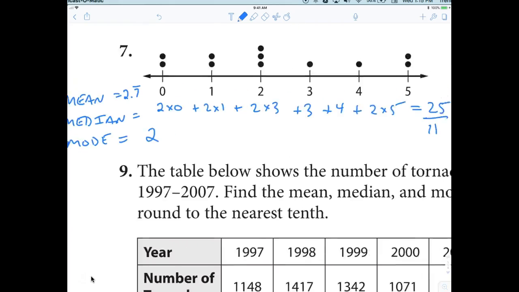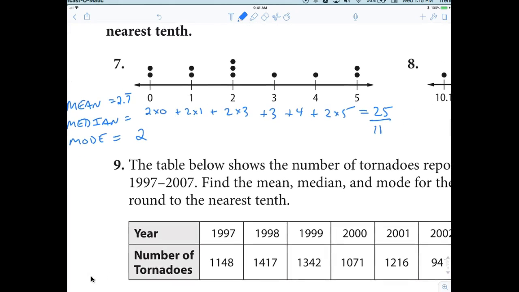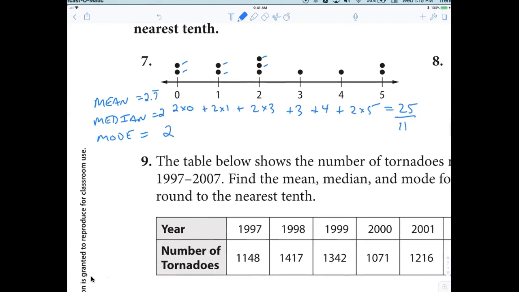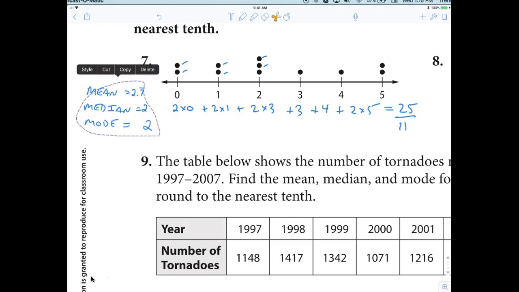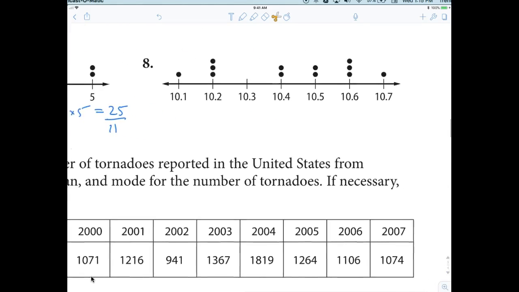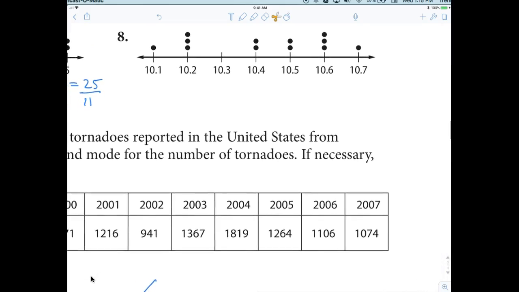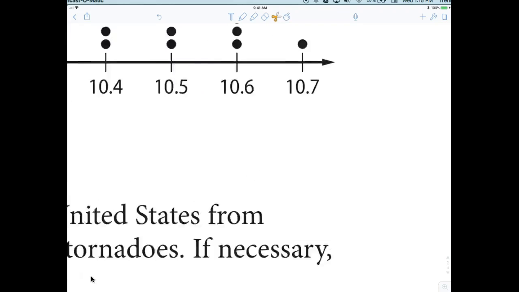So now, you just have to find the 6. It doesn't matter if you start from the right or from the left. 1, 2, 3, 4, 5, 6. So the median is what? 2. The median is 2. All right? Anybody have any issues? All right. So if you understand that, number 8 shouldn't be too bad. All right? Mean, median, and mode again.